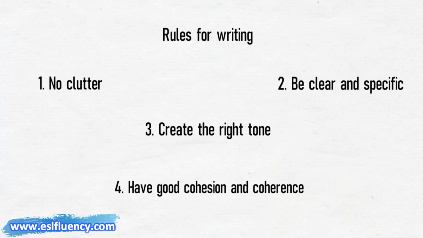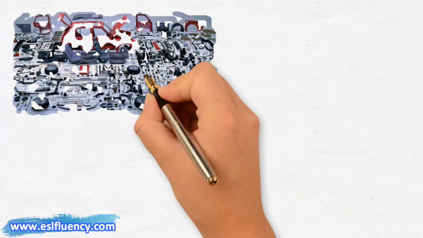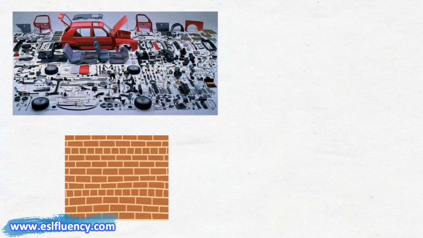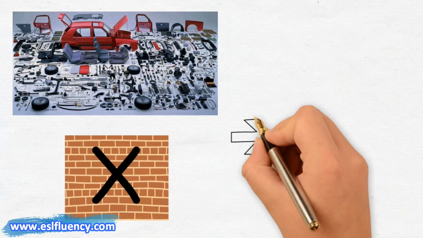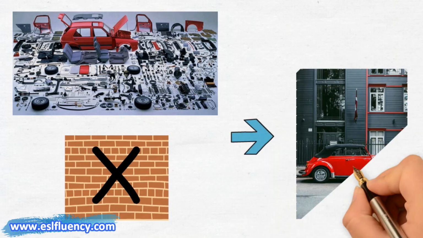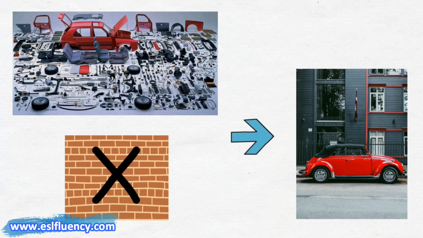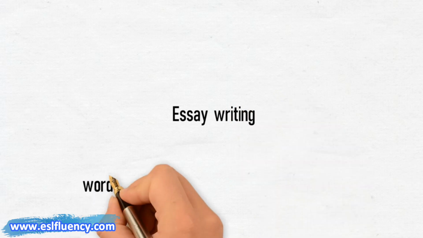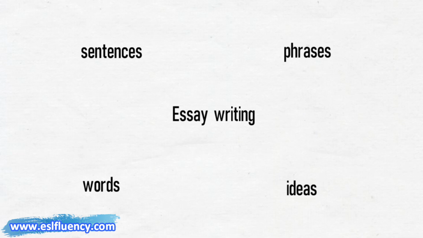Let's take a closer look at cohesion. Take a look at this picture. As you can see, you'll need a lot of pieces, big or small, if you want to make a car. All these pieces should be car related. You can't use bricks and cement in the car making process. So your job is to put all these pieces together to make one whole unit. Similarly, when it comes to cohesion in essay writing, you'll need different relevant words, phrases, sentences, and ideas to make a whole paragraph or essay. They should all stick together and also be related to the topic at hand.